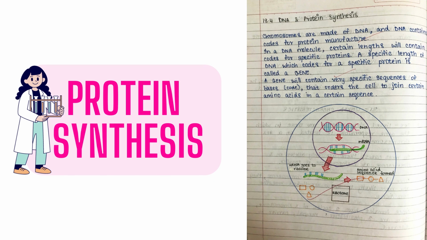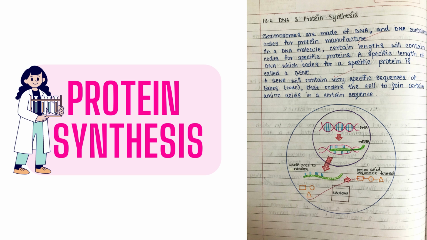So chromosomes are made of DNA, and DNA codes for protein manufacture. So in a DNA molecule, certain lengths will contain codes for specific proteins. A specific length of DNA, as we discussed on the previous page, which codes for a specific protein is called a gene. So the gene contains very specific sequences of bases that order the cell to join certain amino acids in a certain sequence.